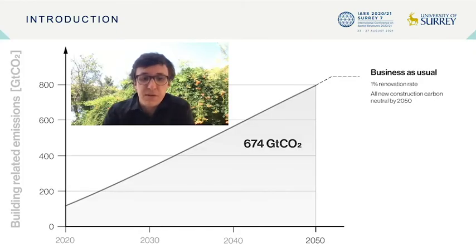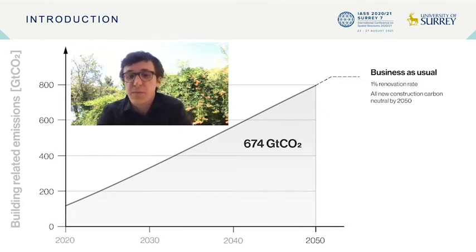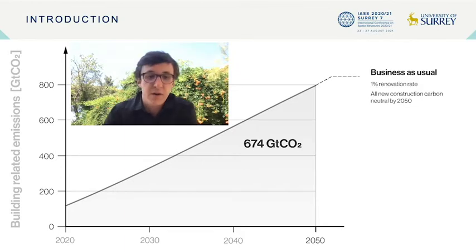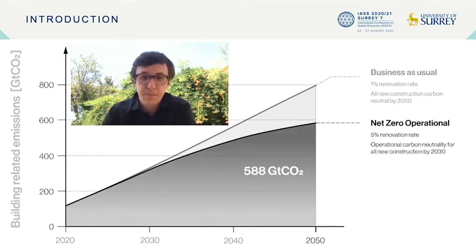With the current pace of building renovation rates of around 1% and the long-term goals of carbon neutrality in the building sector by 2050, we project the building industry to create over 674 gigatons of CO2 emissions in the next 30 years. This is more than some estimates of the entire global carbon budget of all industries for retaining the UN temperature goals of 1.5 degrees Celsius.